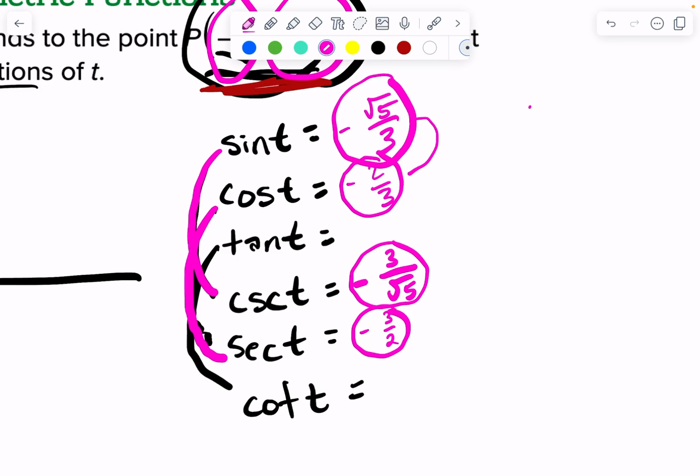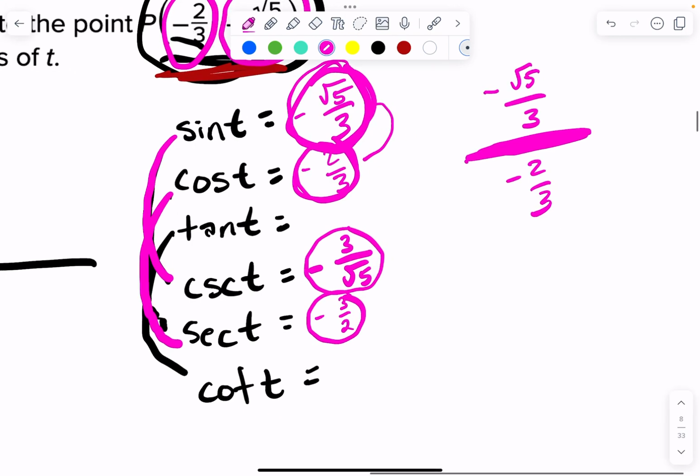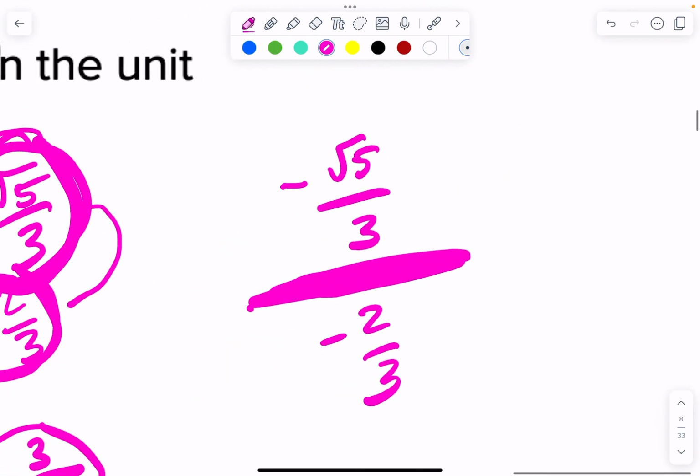So I'm going to do my work over here. I have negative square root of 5 over 3 all over -2/3. I have the y value, or the sine, divided by cosine. All right, so we have to simplify this, and this is tangent.